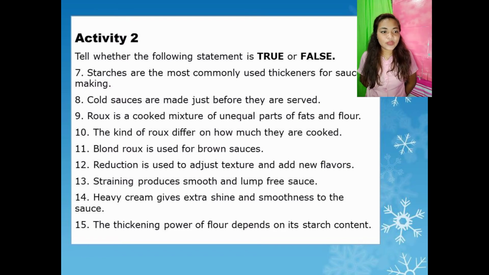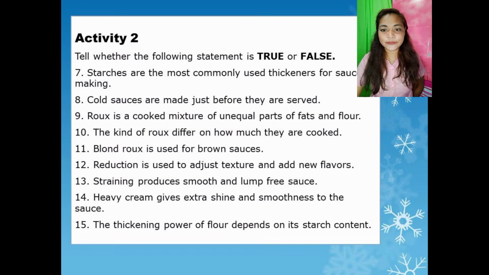Number 11, blond roux is used for brown sauces. Number 12, reduction is used to adjust the texture and add new flavors. Number 13, straining produces a smooth and lump-free sauce. Number 14, heavy cream gives extra shine and smoothness to the sauce. Number 15, the thickening power of flour depends on its starch content. Let's find out if your answers are correct.